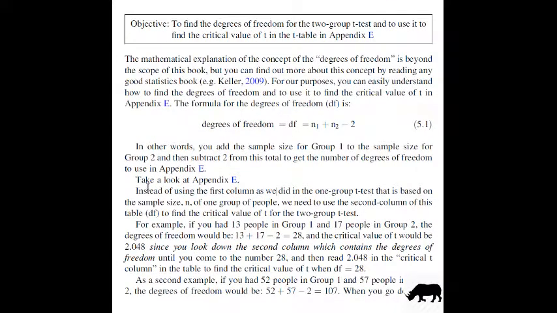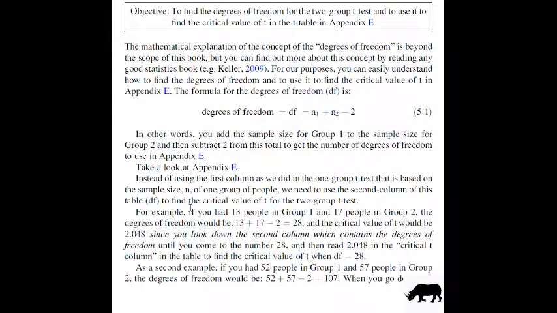Take a look at Appendix E. Instead of using the first column as we did in the one-group t-test, which is based on the sample size n of one group of people, we need to use the second column of this table, df, to find the critical value of t for the two-group t-test.